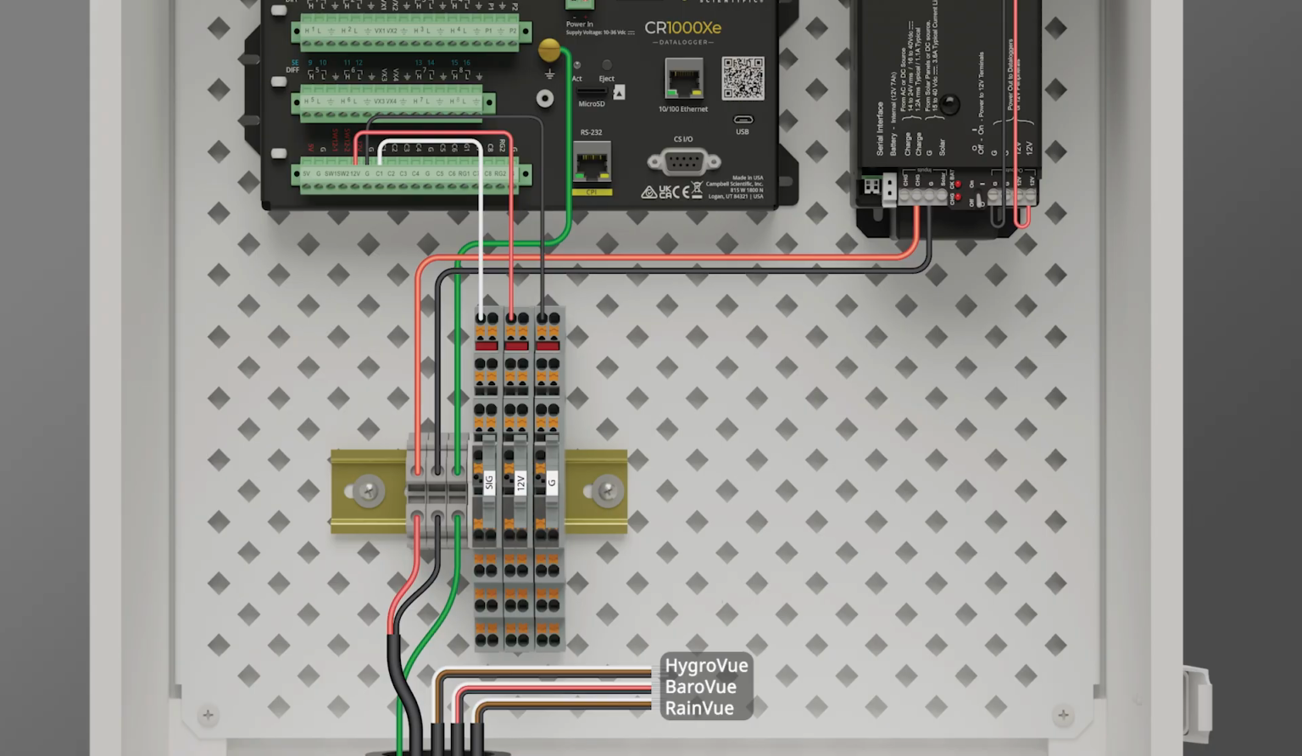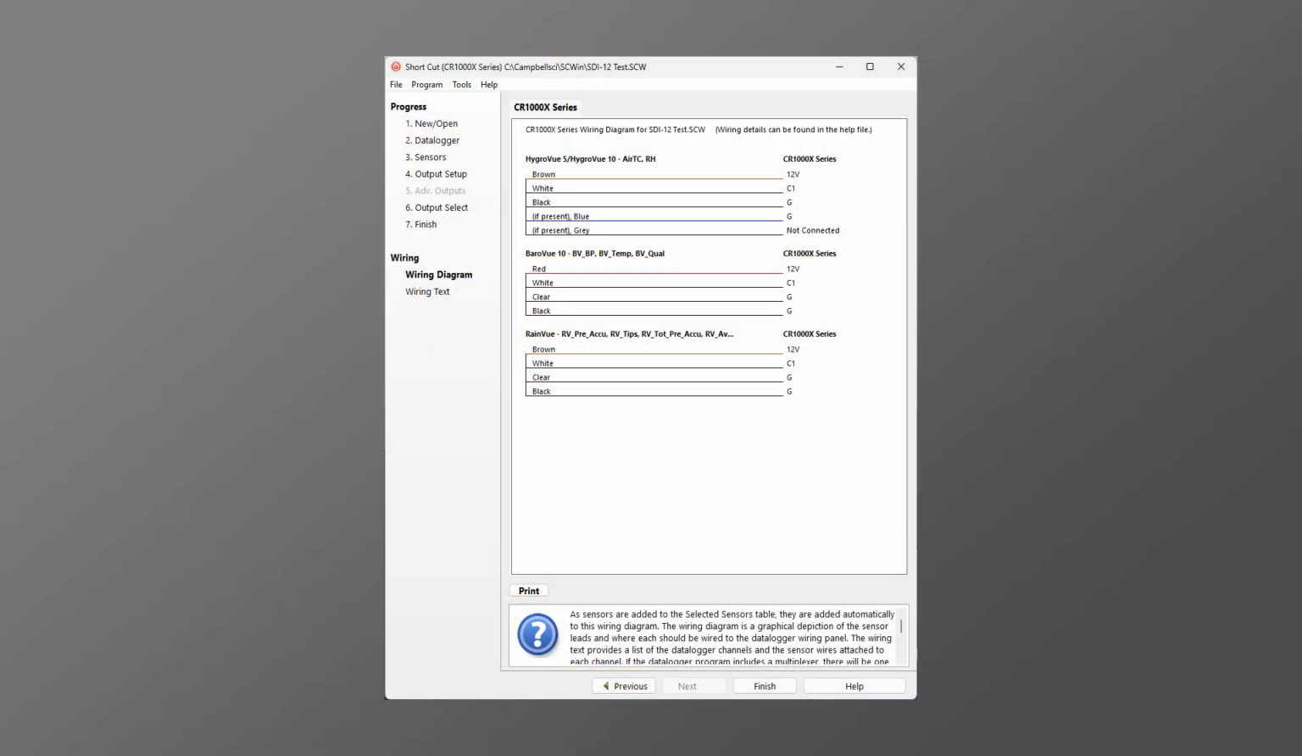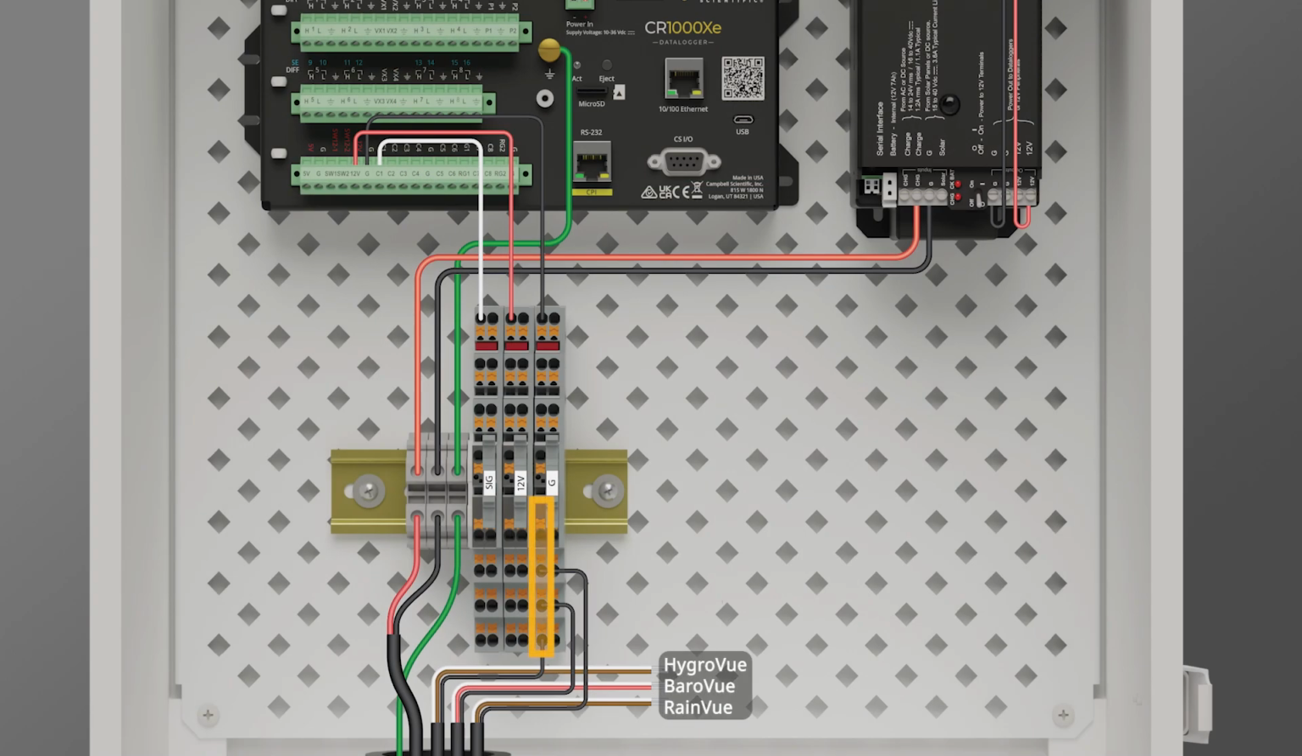I will now begin connecting sensors to the terminal bus kit. I'll leave the SDI-12 signal wires disconnected for now. I will connect them one at a time when I'm changing the sensor addresses. Referring to the wiring diagram created by shortcut, I'll connect the ground wires first for each sensor. Next, I will connect the 12-volt wires.